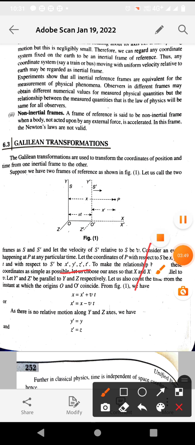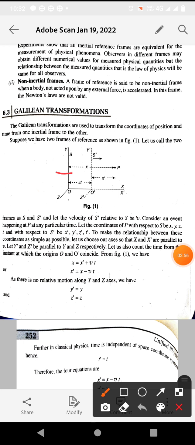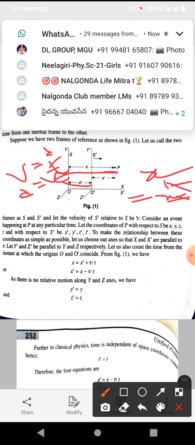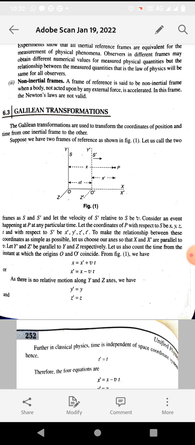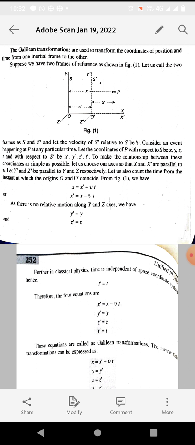From the figure we know the distance x from S. So we simply write x is equal to x dash plus this distance d. What is the formula for velocity? Velocity is distance by time, or displacement by time, so the distance d is equal to Vt. We replace d with Vt. So x is equal to x dash plus Vt. Simplifying, x dash is equal to x minus Vt.